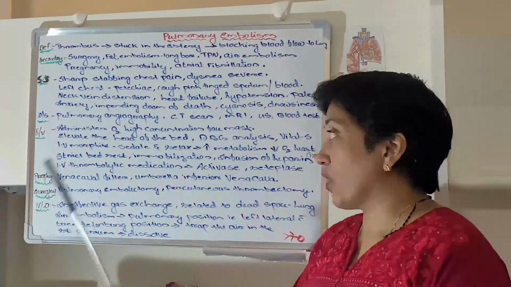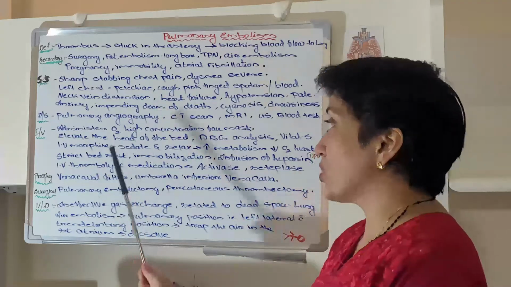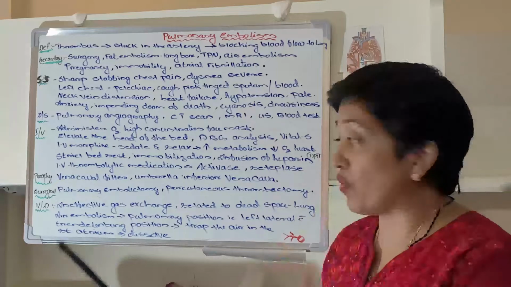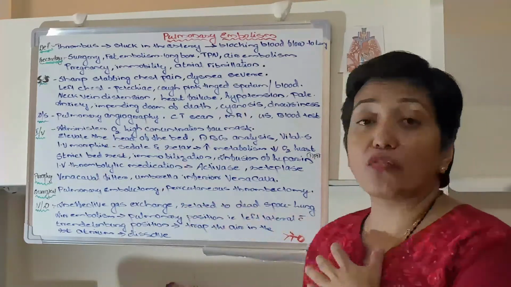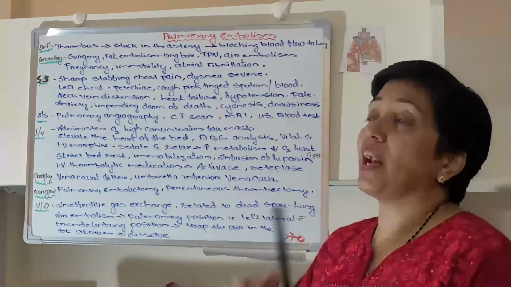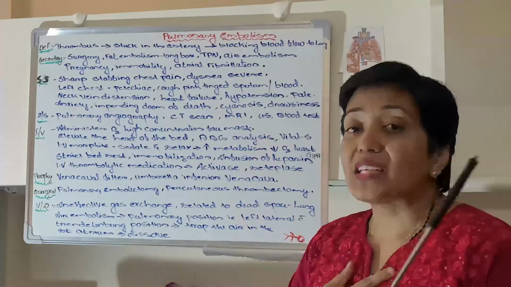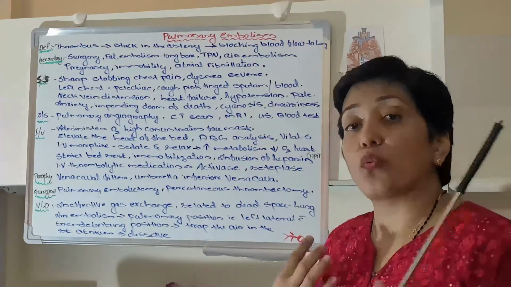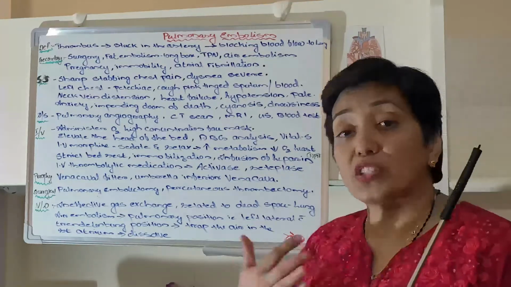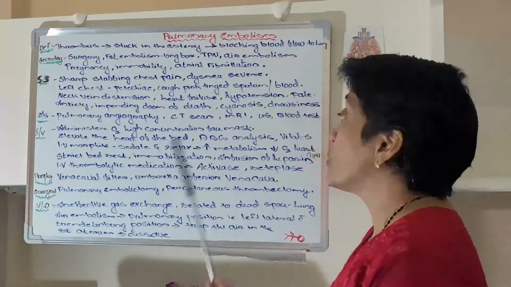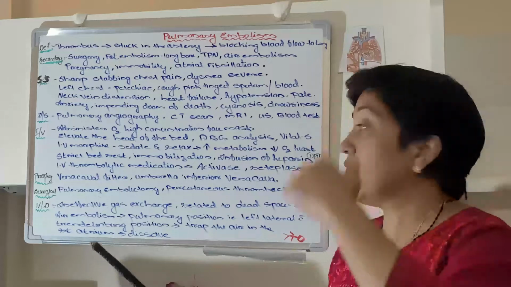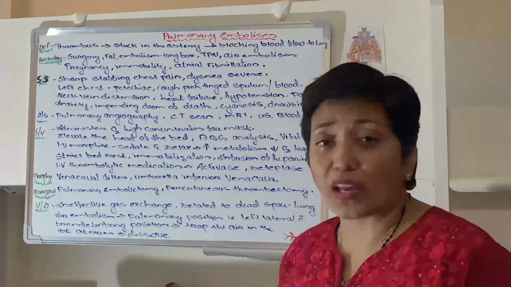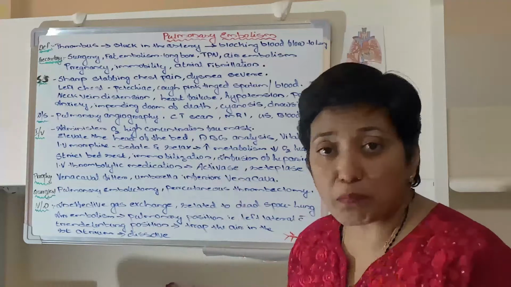And what are the interventions for pulmonary embolism? Administer oxygen at high concentration through a face mask, elevate the head of the bed. You know that when you elevate the head of the bed of the patient, the thoracic cavity will expand so that there is more space for air exchange and more oxygen intake can be done. So that is the prime reason for elevating the head of the bed. ABG analysis, as I have told you, we need to find out what type of acid-base imbalance is there.